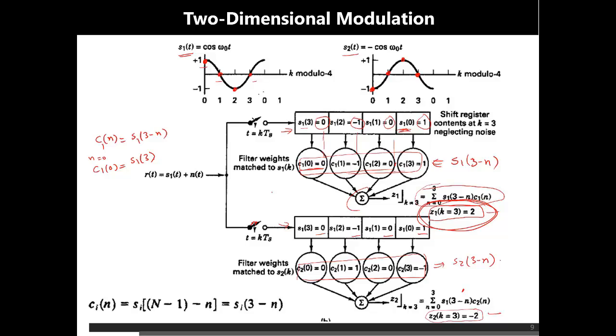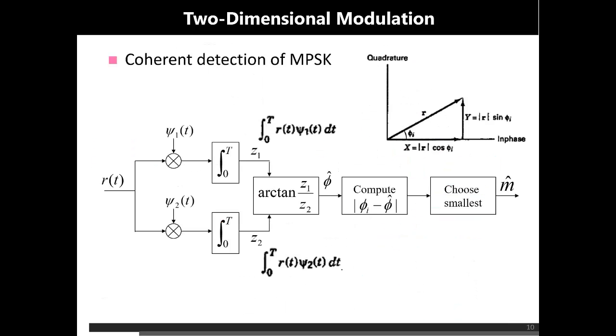Each branch is dedicated to a particular transmit pulse. It is matched to one of the transmit pulses. The only thing which will be changed are the contents of these two registers, register 1 and register 2. These two registers will change their contents to proceed with the detection. So this was specific to binary.